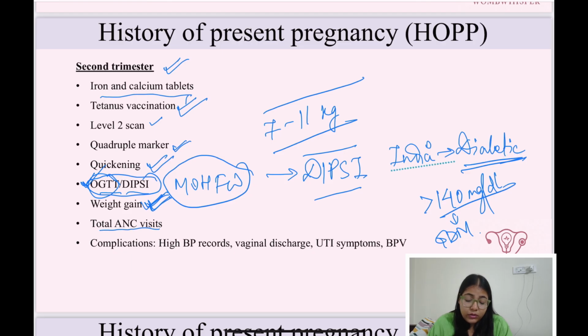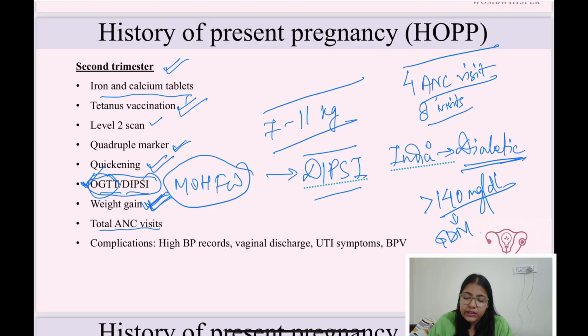You should ask the patient how many total ANC visits she had in the 1st, 2nd and 3rd trimester, like how we follow the patient. Normally at least 4 ANC visits should be there. Ideally WHO says there should be 8 visits, but what we follow here is at least 12 to 15 visits. How? Up to 28 weeks we call the patient 4 weekly, then up to 36 weeks 2 weekly, and after 36 weeks weekly. So this is how the total number of visits comes to 12 to 15.